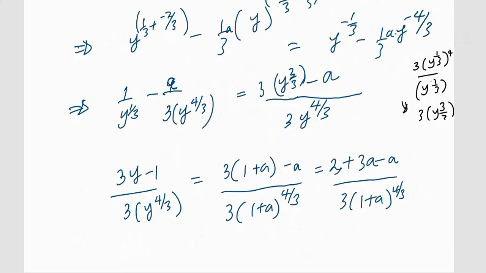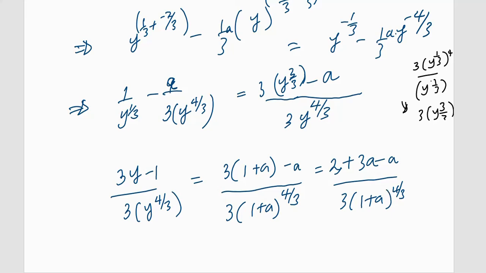So what happens is that I will have something of the sort: 3y, of course, this y to power 3/3 is the same as y to power 1. So I will have 3y minus a over 3 into y to power 4/3. This is equal to, if I bring back the value of y, 3 into (1 plus a) minus a divided by 3 into (1 plus a) to power 4/3. This becomes 3, if I open brackets, plus 3a minus a, divided by that.